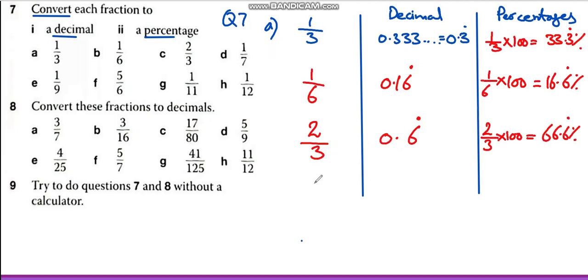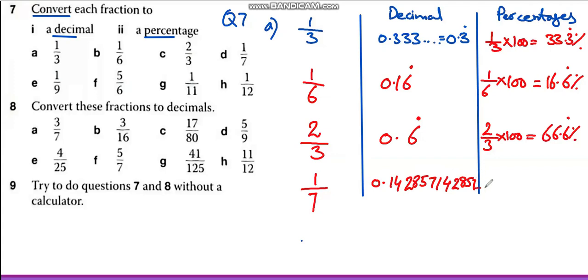Let me do the 7th part. If we divide 1 upon 7, we get a number like this, where 0.142857, and then again it starts repeating like 142857.